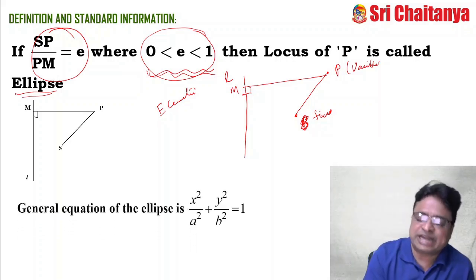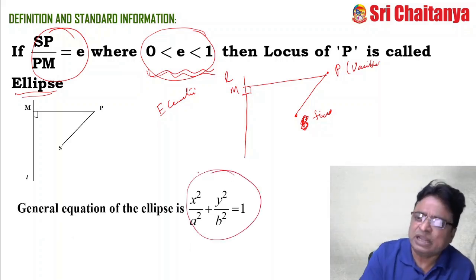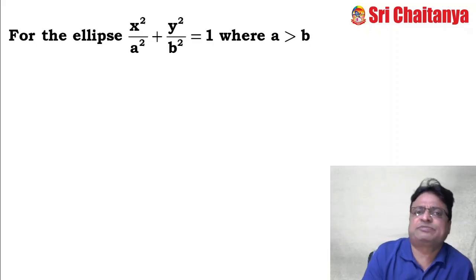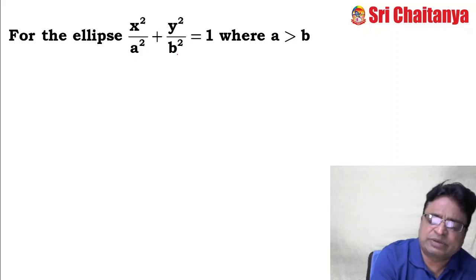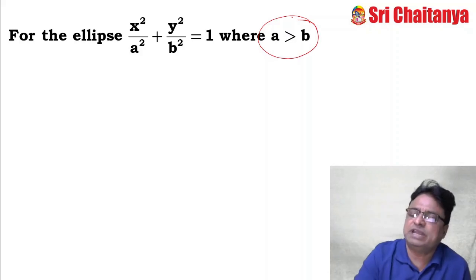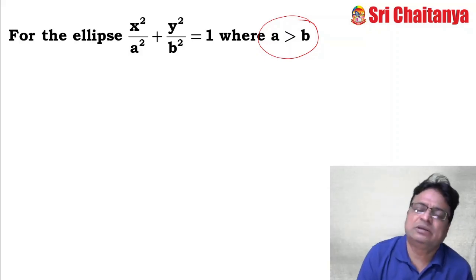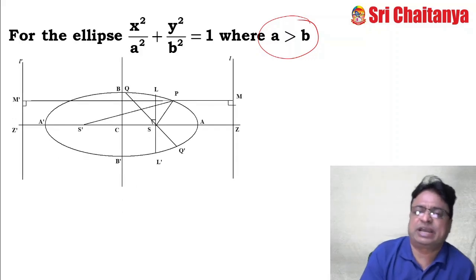And of course, the standard general equation of the ellipse is x square by a square plus y square by b square is equal to 1. This is the general equation of the ellipse. And here two cases will exist. One is, in x square by a square plus y square by b square, a greater than b, and if a less than b, that is another case. What does it mean? If a is greater than b, how can we imagine it and what kind of ellipse will we get? I am explaining through this diagram.